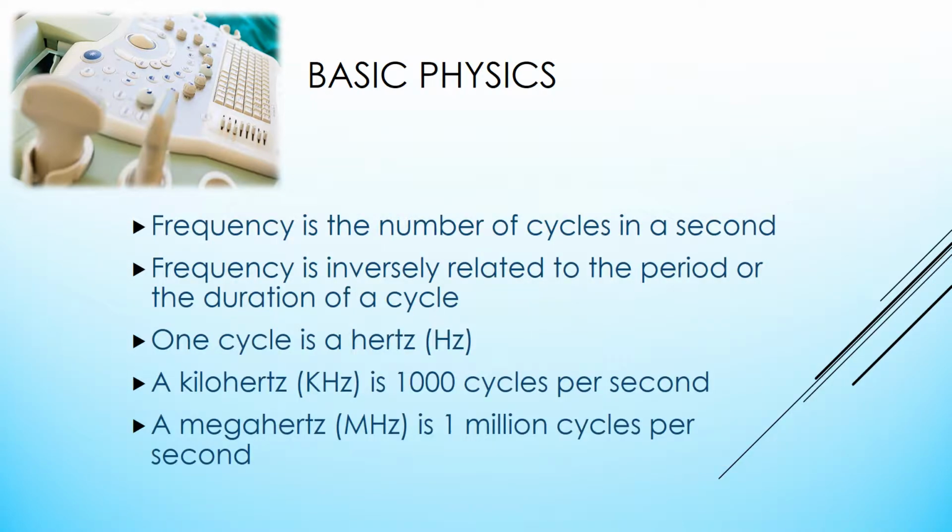Frequency is the number of cycles in a second. Frequency is inversely related to the period or duration of a cycle. One cycle per second is a hertz. A kilohertz is 1,000 cycles per second, and therefore a megahertz is 1,000,000 cycles per second.